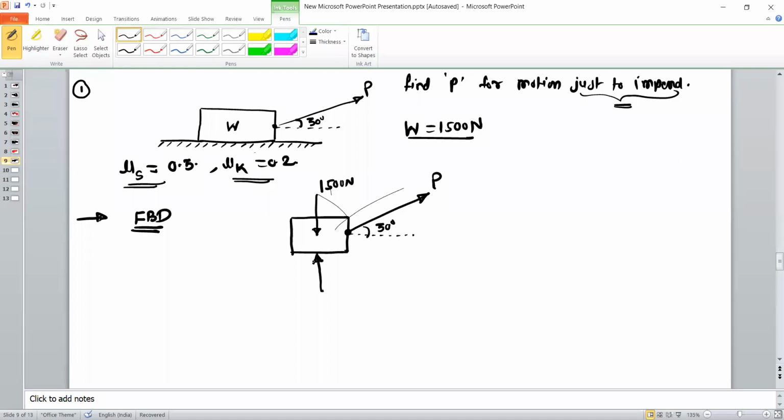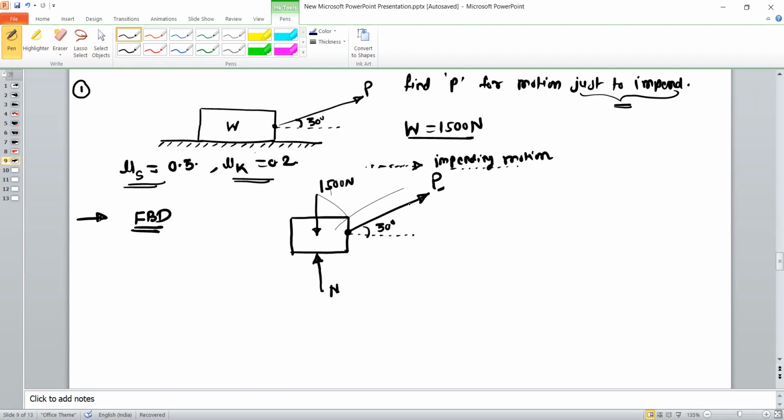This is the normal reaction which is offered by the surface on the block, and the direction of impending motion will be towards the right side. The meaning of impending motion is that because of this force P, if the object starts moving, then the possible direction of the motion will be towards the right side. So we can show this vector like this as the impending motion.